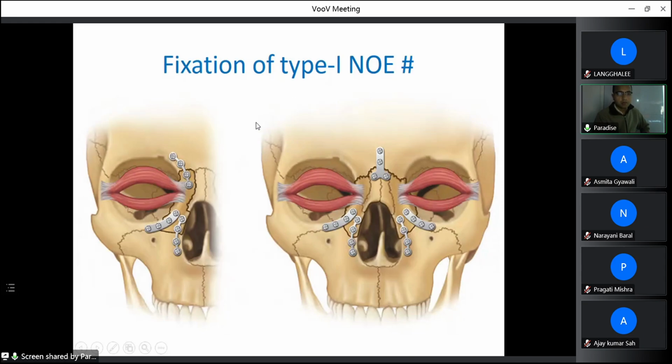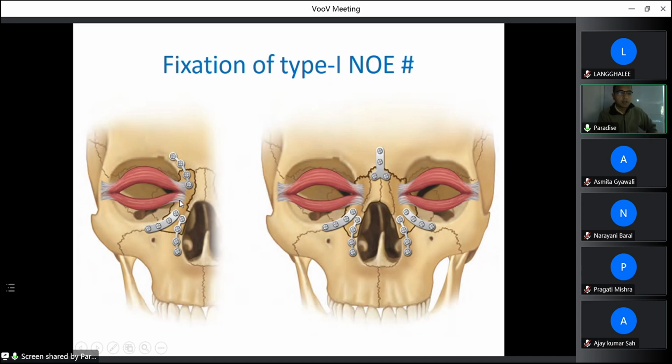Fixation of type 1 NOE fracture. In case of type 1 fracture, you can put the plate at 3 places: one at the superior region, another at the infraorbital rim, third one at the nasomaxillary buttress. Always in the midface, you have to remember the buttress area. You can only use plate and screw in the buttress area. You can't put a plate and screw in the thin bone. You can't put any plate and screw in the anterior wall of the maxillary sinus.